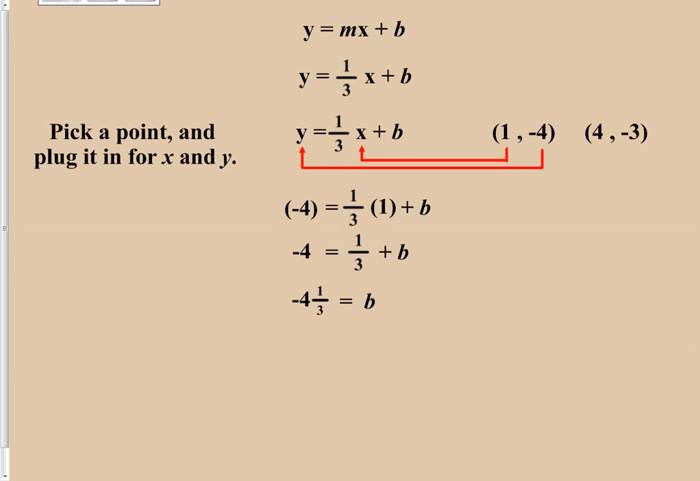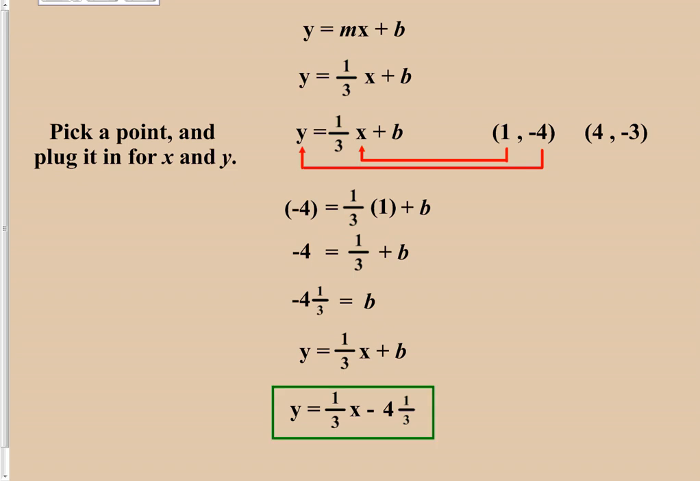Now, if we had needed to combine a couple of strange fractions, remember you have to do common denominators just like you did back in junior high. But we have a b value now, negative 4 1/3. Okay, so we have an equation before that was missing a b value. Now we know what the b value is, so we can plug in our values, and we have the completed equation of the line, y equals 1/3 x minus 4 1/3.